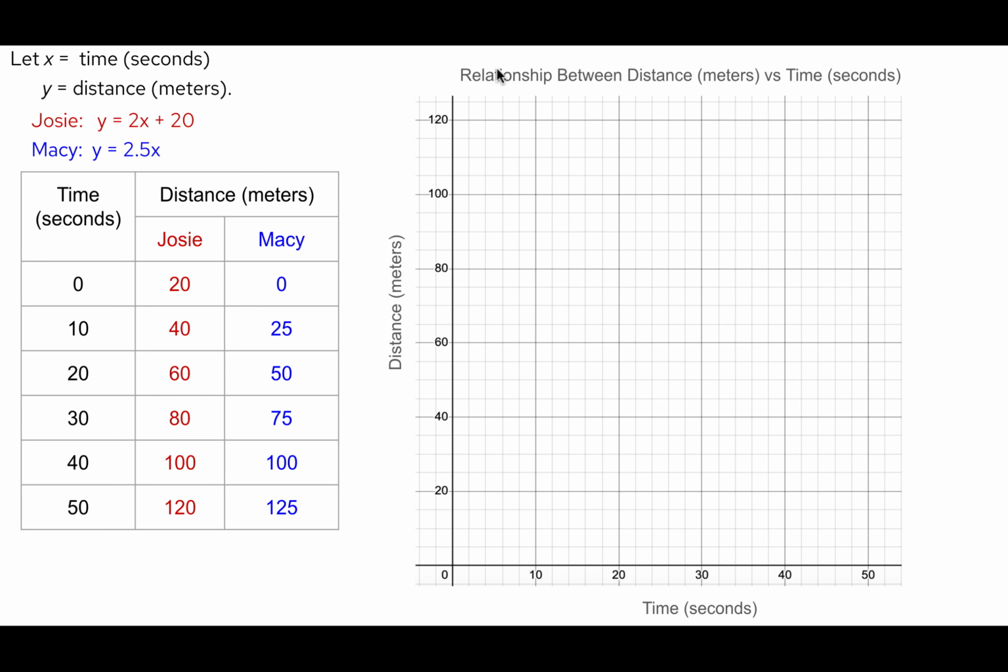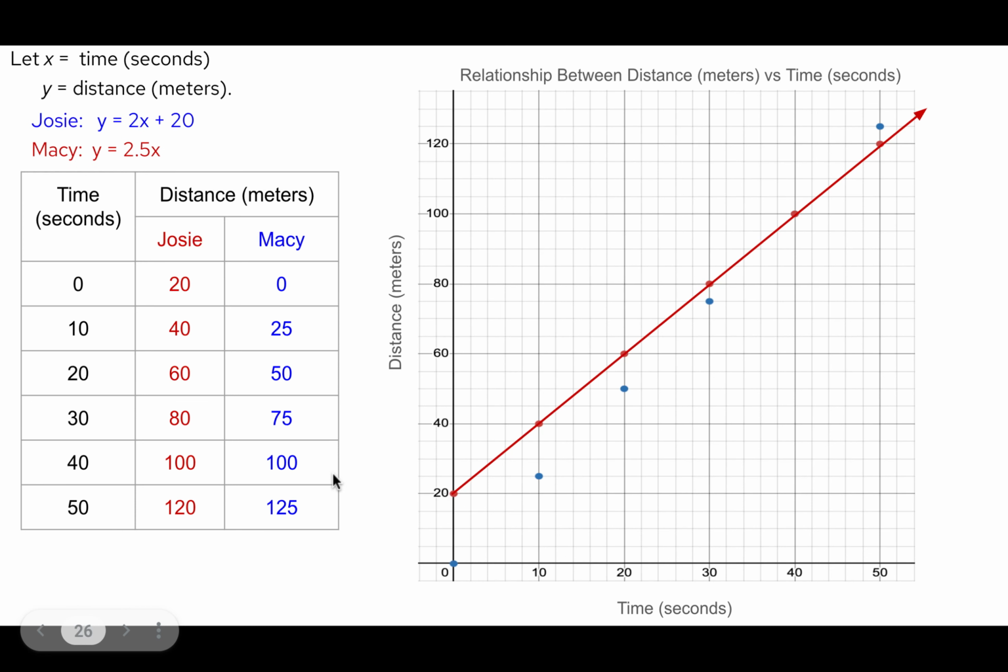Now let's graph this. So the title of my graph is the relationship between the distance in meters versus the time in seconds. Remember that the x, the independent, is always your horizontal line, which is the time in seconds, and the vertical line, or the y, is your dependent variable, which is distance in meters. So when I graph Josie, I start at 0, 20, 10, 40, 20, 60, etc., and I connected the points. For Macy, connecting those points at 0, 0, 10, 25, 20, 50, etc.